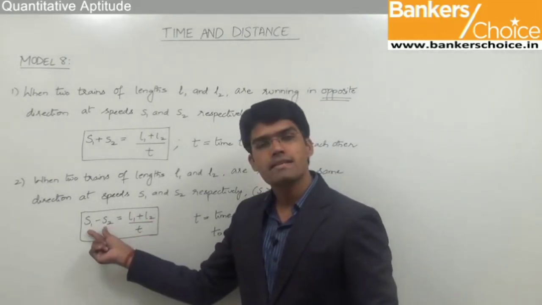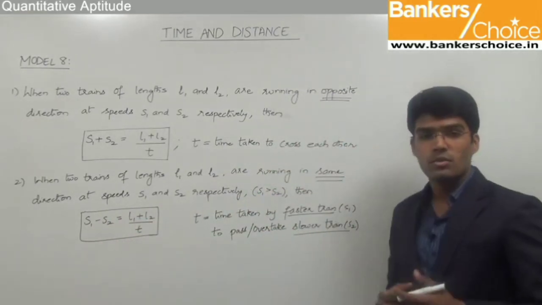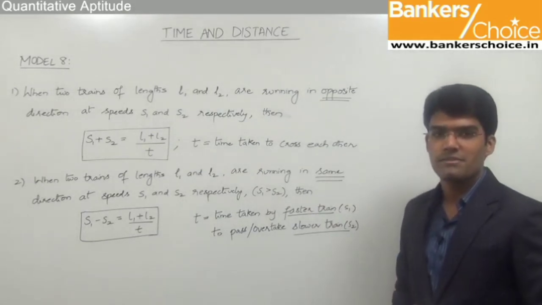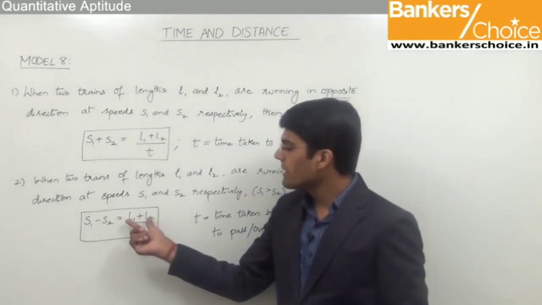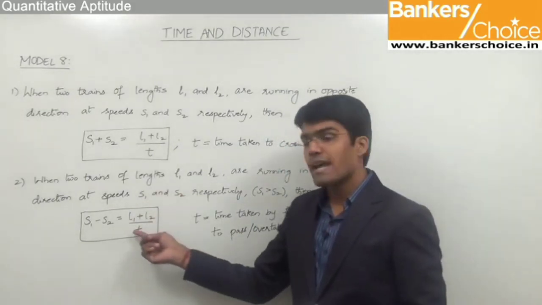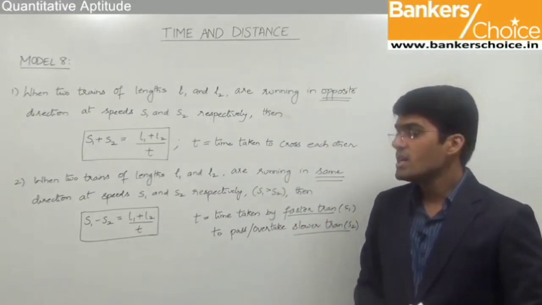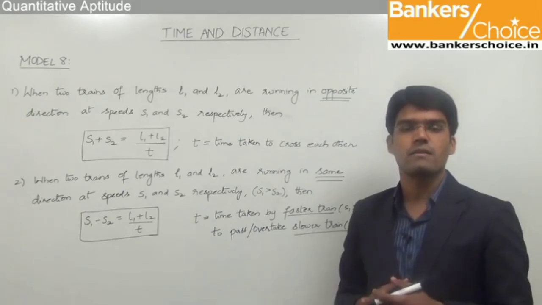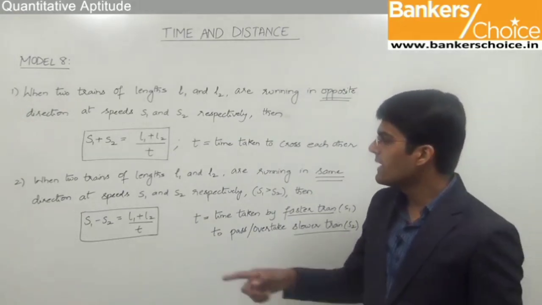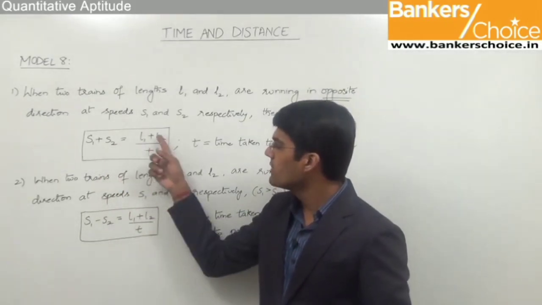Here we are taking the speed as S1 minus S2 because the two trains are running in the same direction. We know that whenever two bodies run in the same direction, the relative speed should be considered, which is the difference of their speeds. And the distance to be covered by both the trains together is again L1 plus L2, which is the same as the previous case. And T is the time taken by the faster train to overtake or to pass the slower train. So with the help of these two equations, we can solve the questions related to the two trains moving in opposite direction or same direction. As you can see here, in both the equations, we have 5 variables: S1, S2, L1, L2 and T.